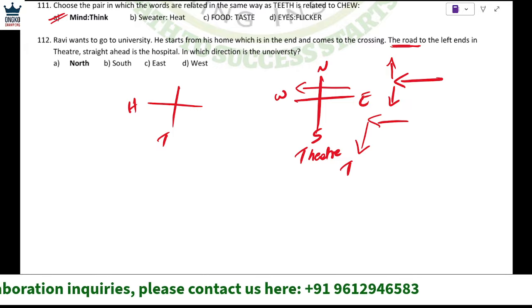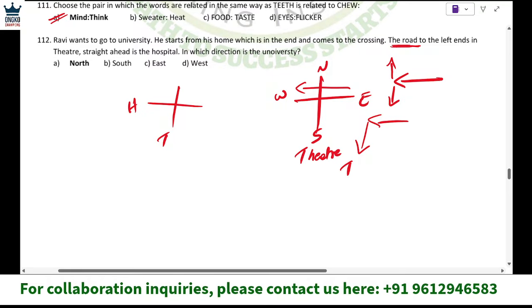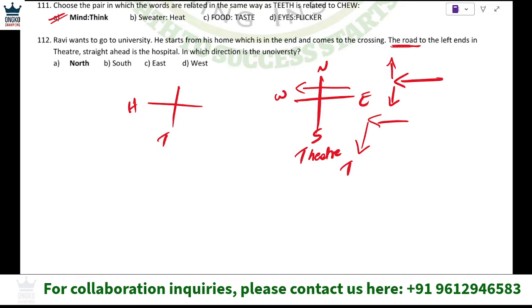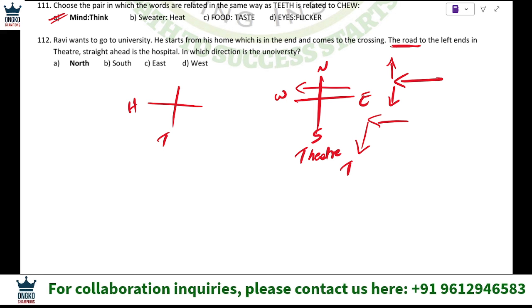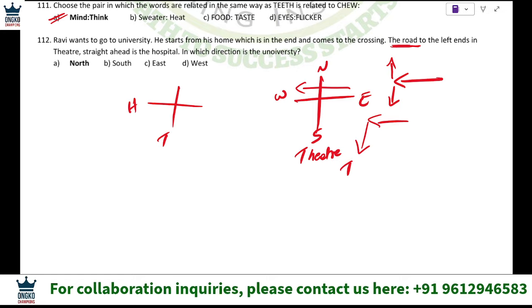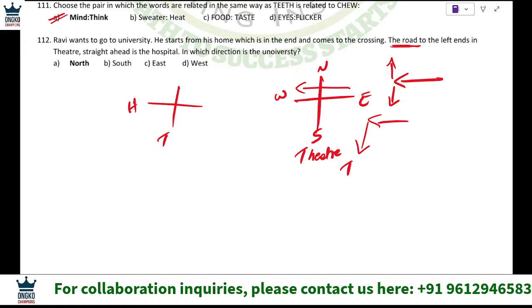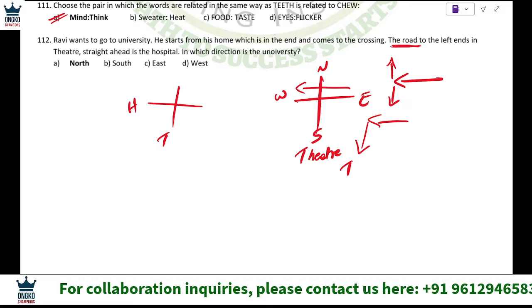Yeah, this question is a bit tricky, right? I'm not so sure, but let's try to understand it. The road to the right would be north, and the road behind him, behind Ravi, will be east. And here the direction of the university is not mentioned. So the university can be in the north or no?